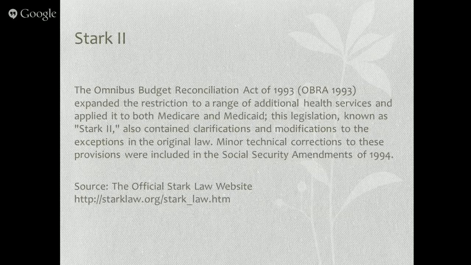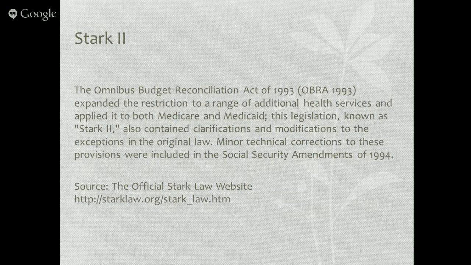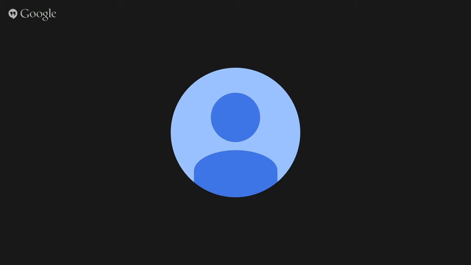Okay, so Stark 2 came to be when a number of those who observed the Stark 1 law recommended extending the ban to other services and programs. So the Omnibus Budget Reconciliation Act of 1993 expanded the restriction to a range of additional health services and applied it to both Medicare and Medicaid. This also contained clarifications and modifications to the exceptions in the original law, and minor technical corrections to these provisions were included in the Social Security Amendment of 1994.